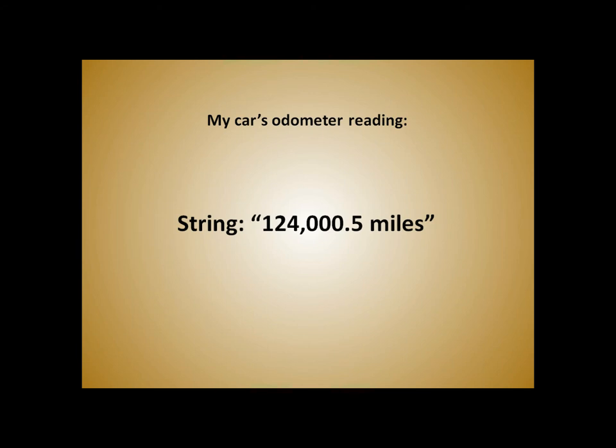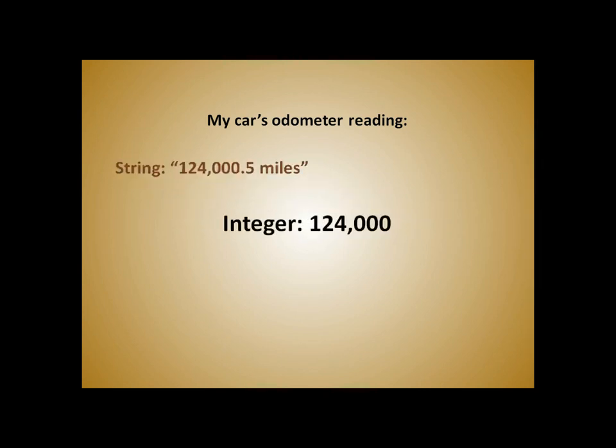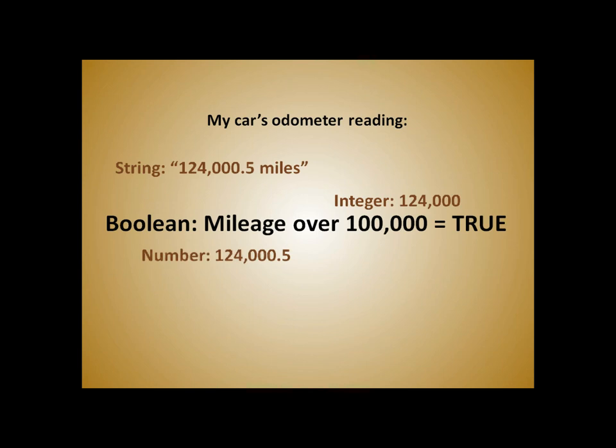If I were interested in storing my car's odometer reading using StatusWatch, I have 4 options. If I were to use a string, it might read 124,000.5 miles. If the same value were expressed as an integer, it could be 124,000. Remember that integers can only be whole numbers, so our 0.5 would go missing. If I really needed that precision back, we could use a number and display the value as 124,000.5. Finally, we could use a boolean, perhaps simply saying that mileage over 100,000 equals true.